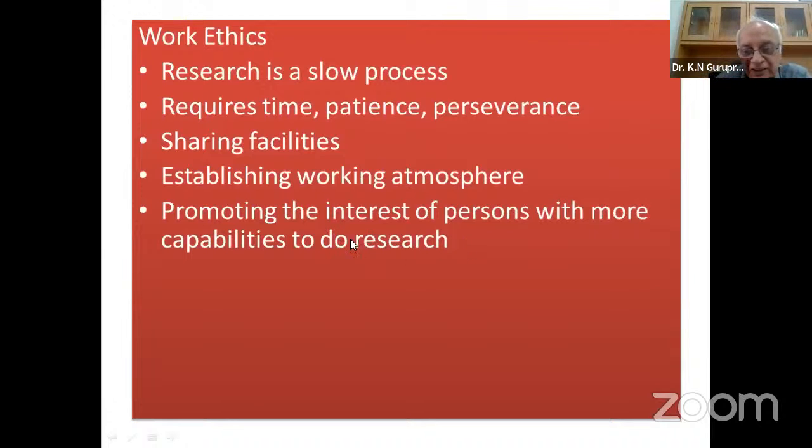Now, this policy is intended to promote the interest of persons who have more capabilities to do research. But the teachers will have to play a proactive role in identifying the students who have this potential to do more research. So we need to develop now. It will take time to develop this skill to identify the students who have more potential to do research.